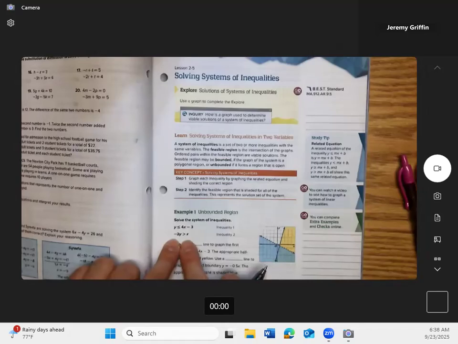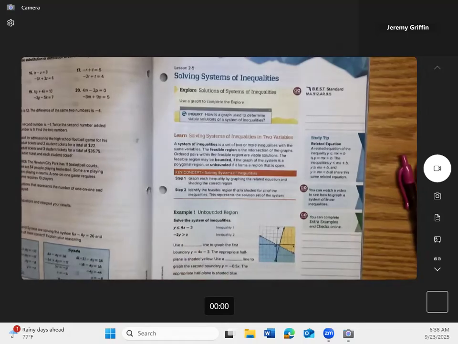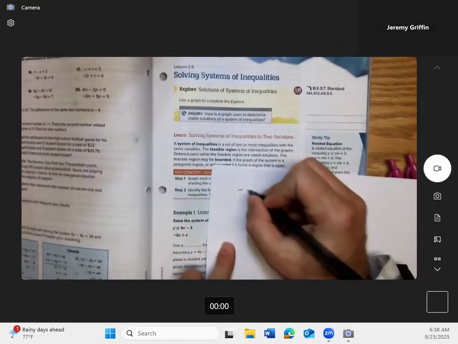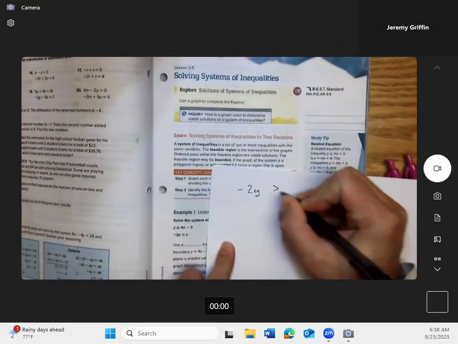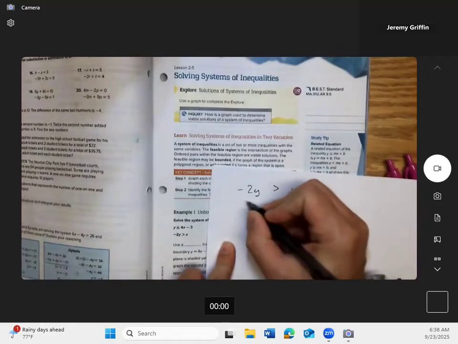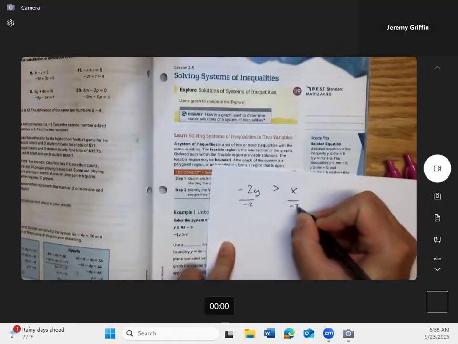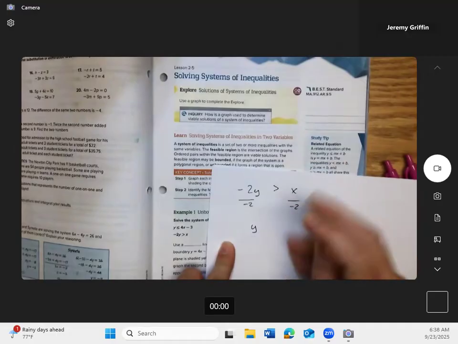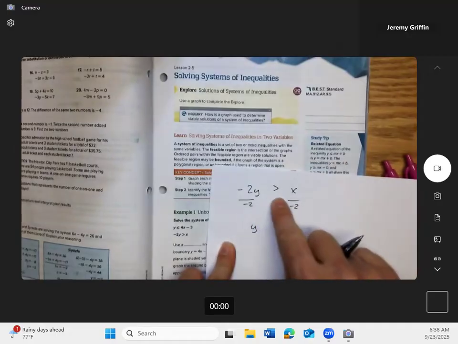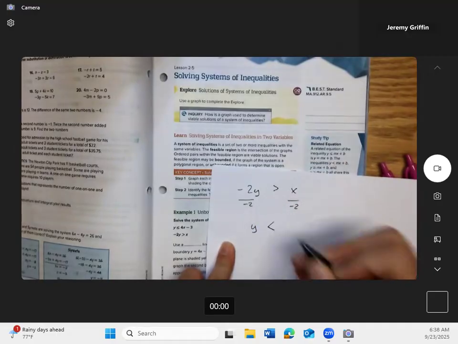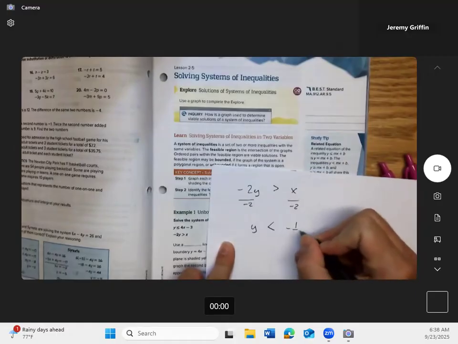And then what about this other inequality? Negative 2y is greater than x. That one I'm going to rewrite. So negative 2y strictly greater than x. Could I divide both sides by negative 2? That gets me y. Oh, and then if you divide by a negative, what happens to the inequality sign? It flips the other way. So this is negative 1 half x.